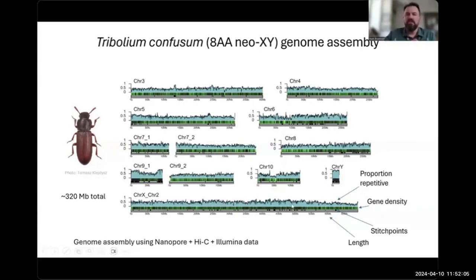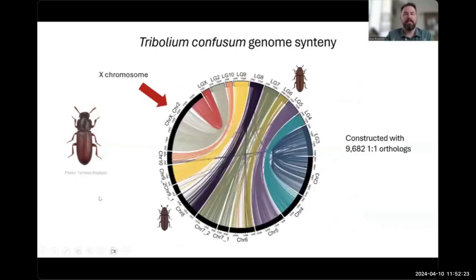We see the blue here is showing you the proportion of repetitive sequences. The portion down here is showing you the gene density across the chromosome, and then the little things down here are stitch points, kind of where we're scaffolding everything together. So we have a really high quality assembly for Tribolium confusum. The genome assembly is around 320 megabases.